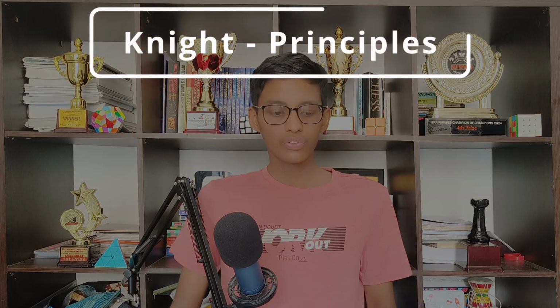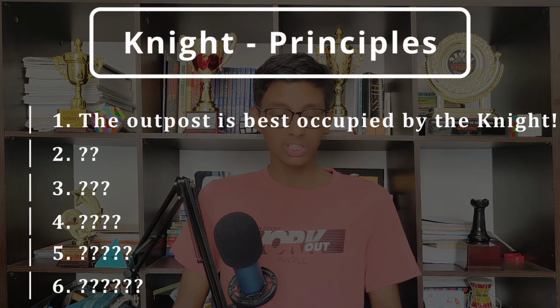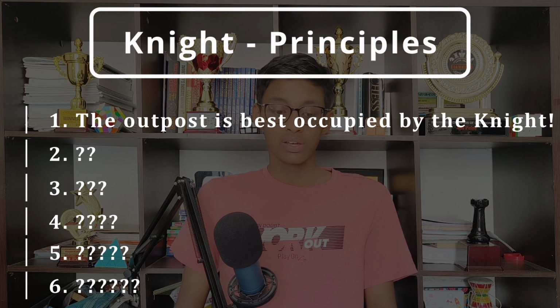Based on our newfound knowledge, we can now condense these facts into 6 simple practical positional principles, followed by some examples to enable you to use the horsey like a real knight. The first is: the outpost is best occupied by the knight, from where it cannot be attacked by an enemy pawn and is defended by a friendly pawn. So we'll look at an example of that.